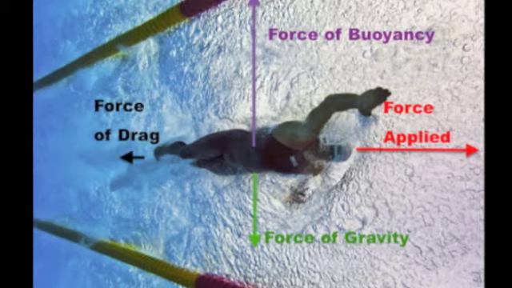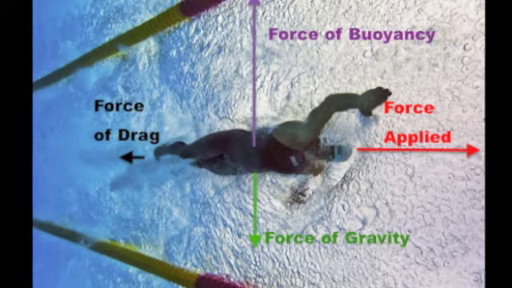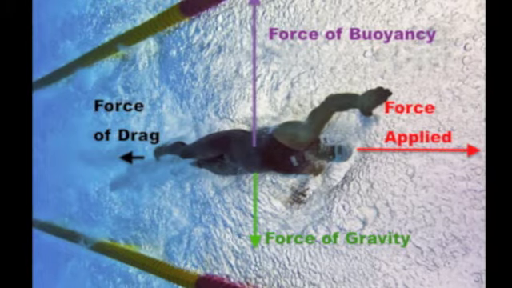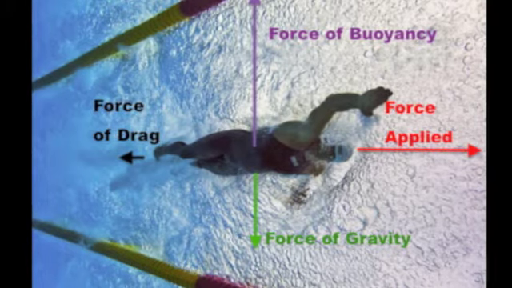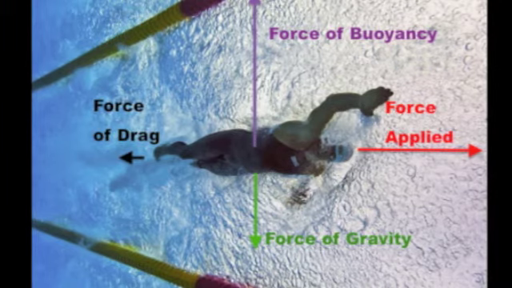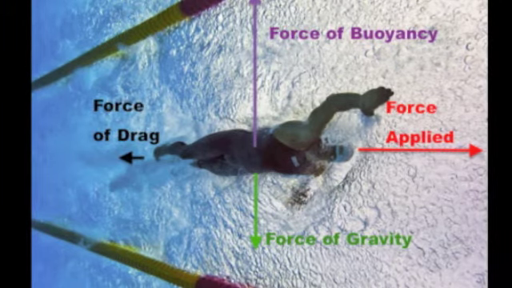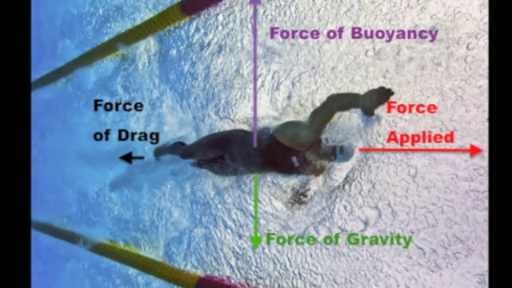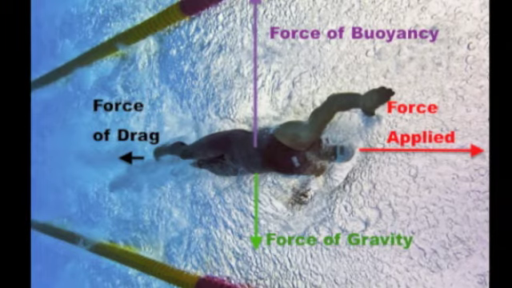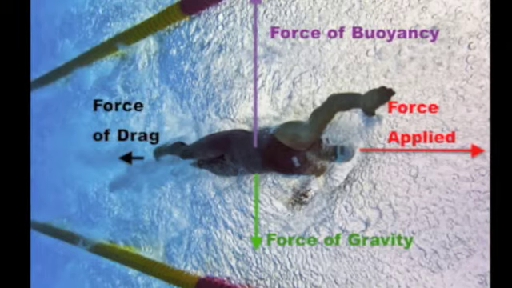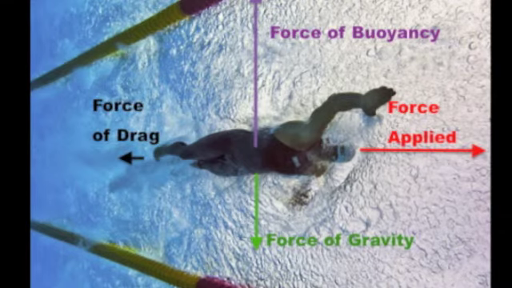Force of drag is being reduced because of the frontal resistance that the suit is compressing. Force of drag is also being reduced due to the swimsuit's imitation of a shark's skin, which means that it does not absorb water, it repels it. Force applied and force of gravity remain the same.